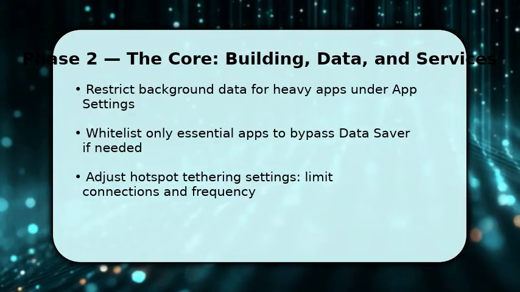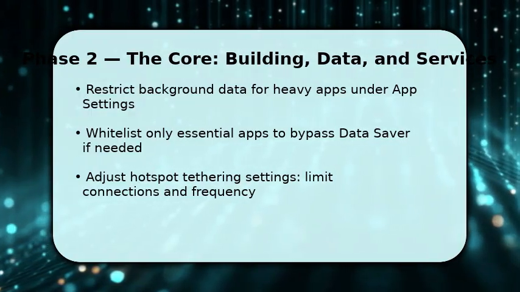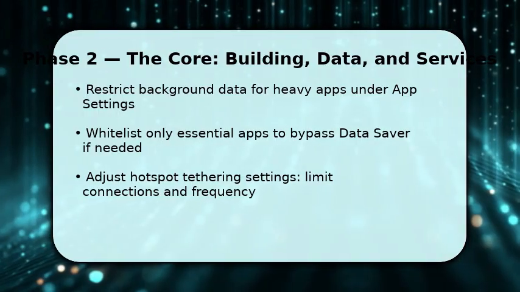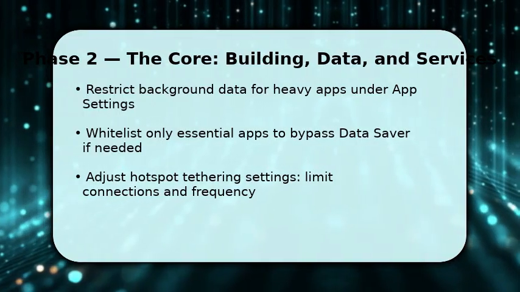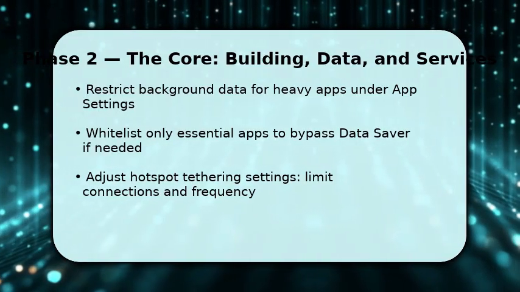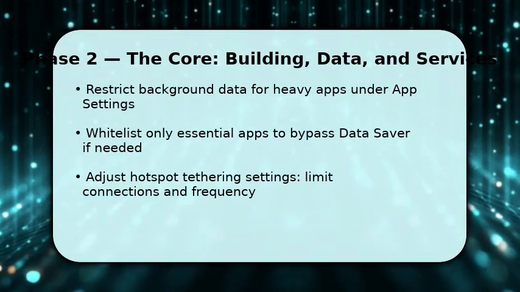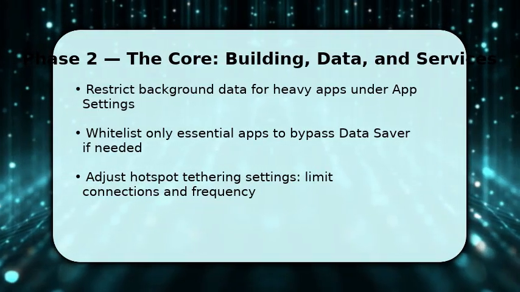Next, tighten hotspot settings. Cap devices, reduce beacon frequency, and choose 4 GHz for range or 5 GHz for speed. These steps cut usage at the source, so your data lasts longer without killing functionality.